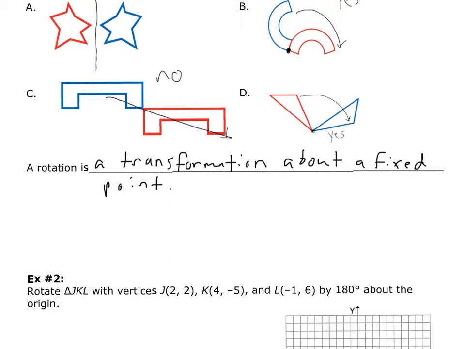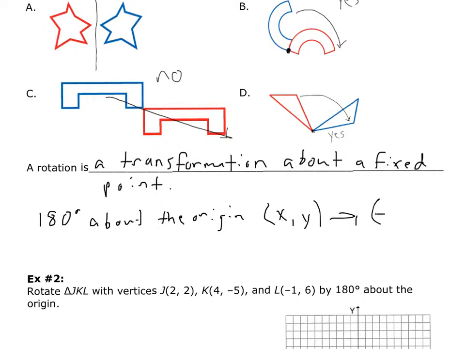Okay, so the first one you need to know is 180 degrees about the origin. Originally it's going to give you an ordered pair in your x, y form. Well, to get it to be rotated 180 degrees around the origin, it's always going to go to minus x, minus y. Okay, so we will have to convert those for 180 degrees around the origin.